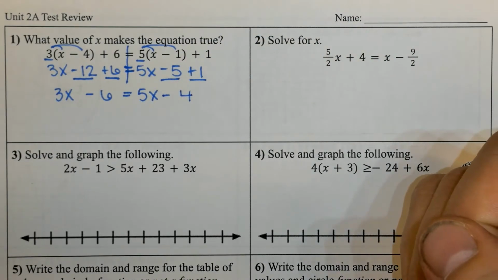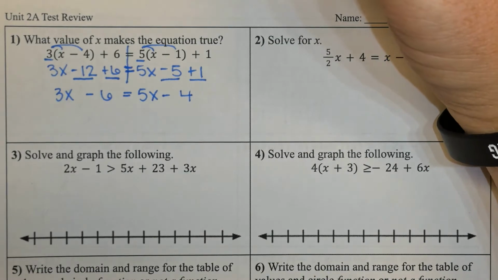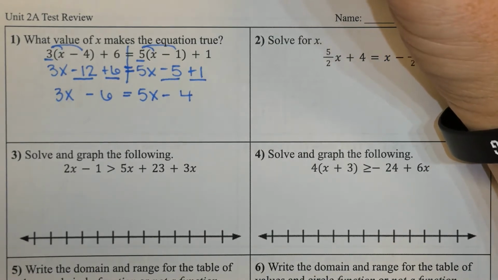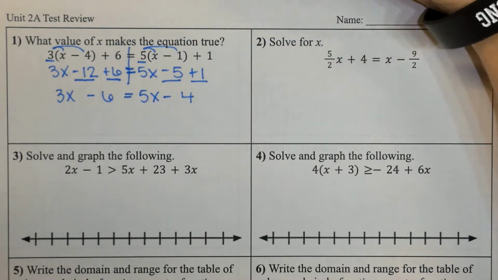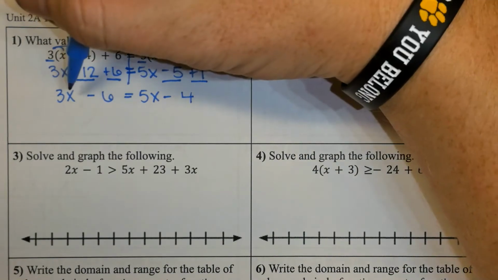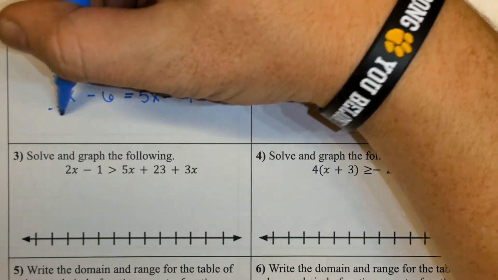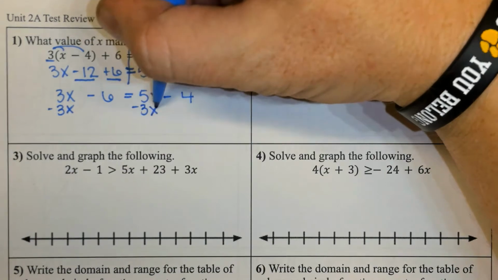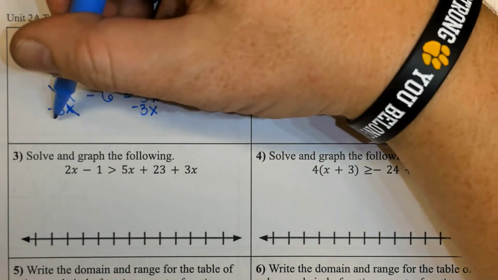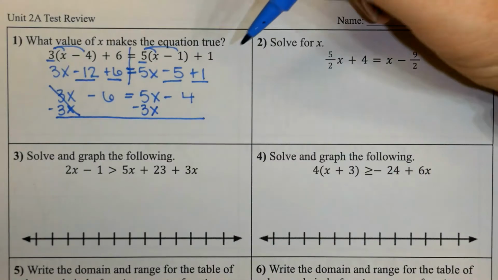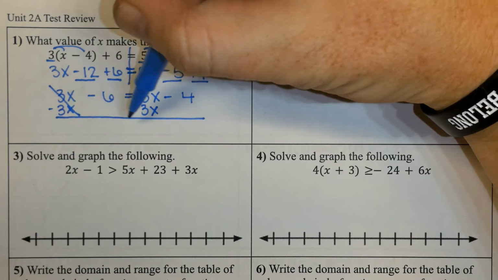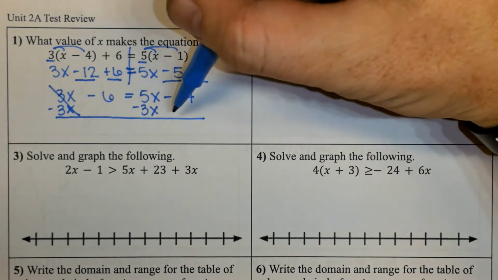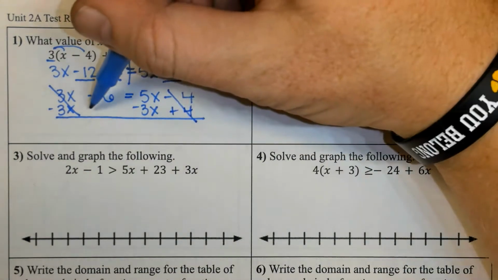Okay? Now I can move my x's to one side, move my numbers to the opposite side, and then divide, so I'm almost done. Now, I always move the smallest x. So between 3x and 5x, 3 is smaller. So I subtract 3x from both sides. Okay. And just for the sake of space, if x is going to go over to the right, my number has to go over to the left. So minus 4, if I do plus 4 on both sides, okay?